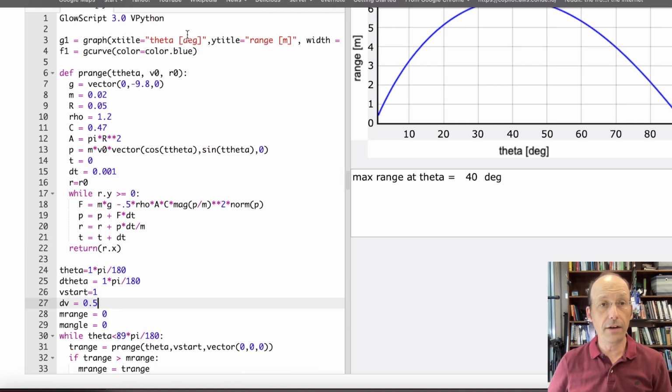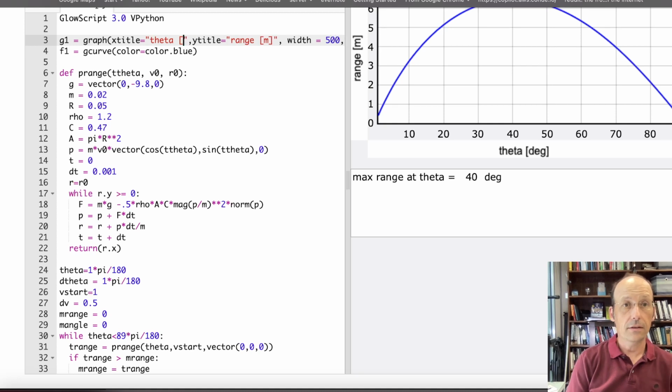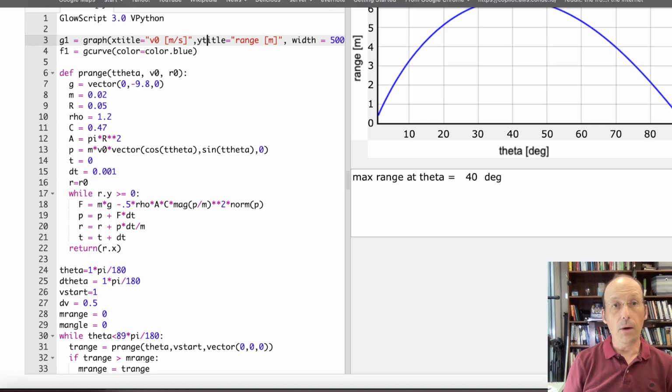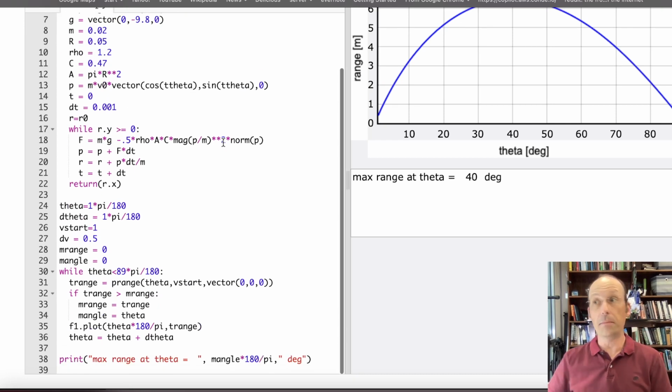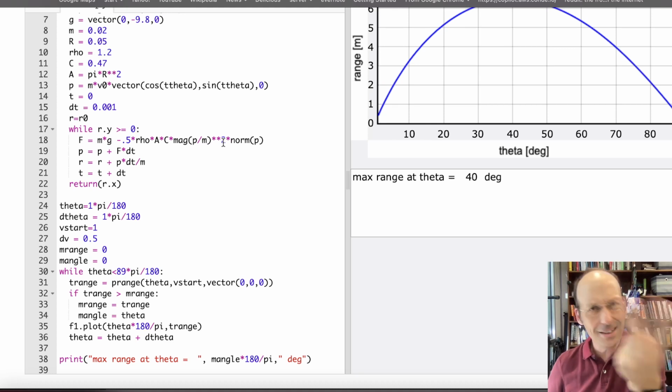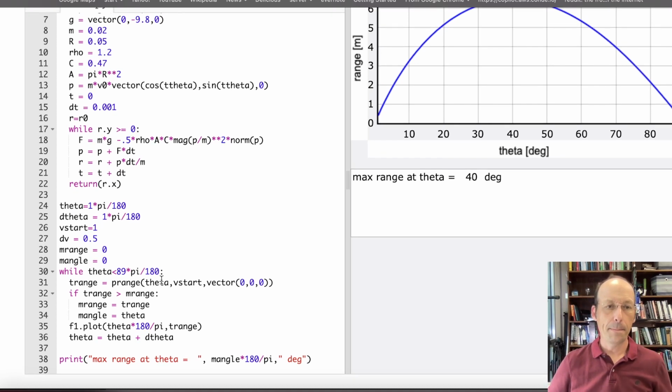Okay, so up here, let's change our graph. My x title is actually going to be launch velocity. I'll just call it V0, V0 in meters per second. And my y is going to be max angle. It's not actually the maximum angle, it's the angle that gives the highest range. The maximum angle would be 90, but you know what I mean. We understand, right? Okay.